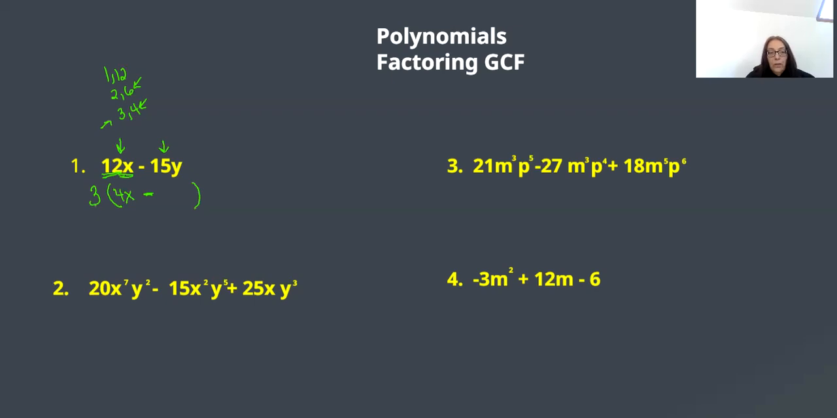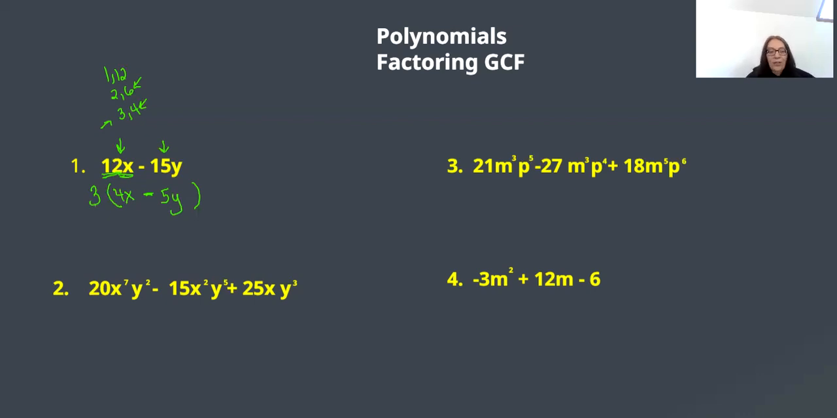Now, 3 times what is 15? 5. And we've got this y sitting here, so we got to bring it down. So when you distribute the 3 through the parentheses, you're going to get what you started with. 3 times 4x is 12x. 3 times negative 5y is negative 15y. And we're done.